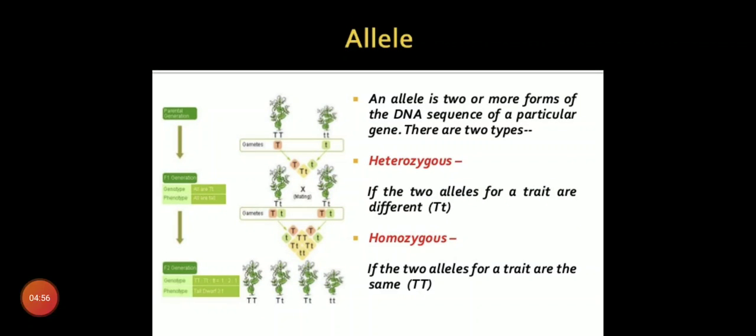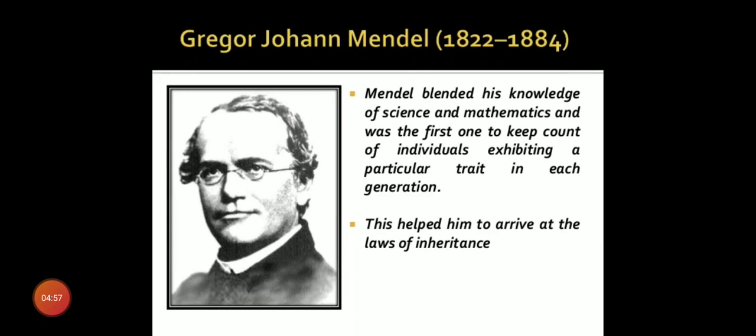Next is Gregor John Mendel. Mendel blended his knowledge of science and mathematics and was the first one to keep account of individuals exhibiting a particular trait in each generation. Now, whatever experiments he performed, he made a checkerboard for that.